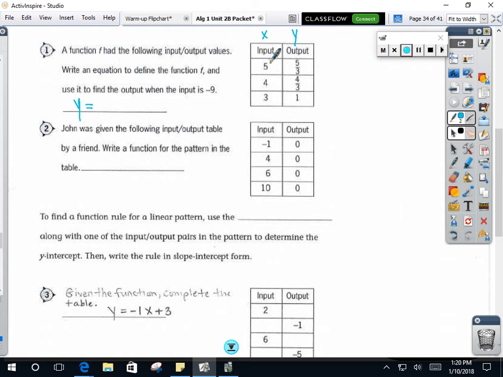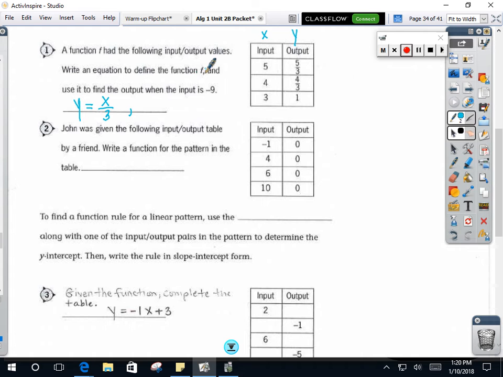Like, how are they getting this when the input is 5? Right, dividing by 3. 5 divided by 3 is 5/3. 4 divided by 3 is 4/3. 3 divided by 3 is 1. So aren't they just taking the x value and dividing it by 3?